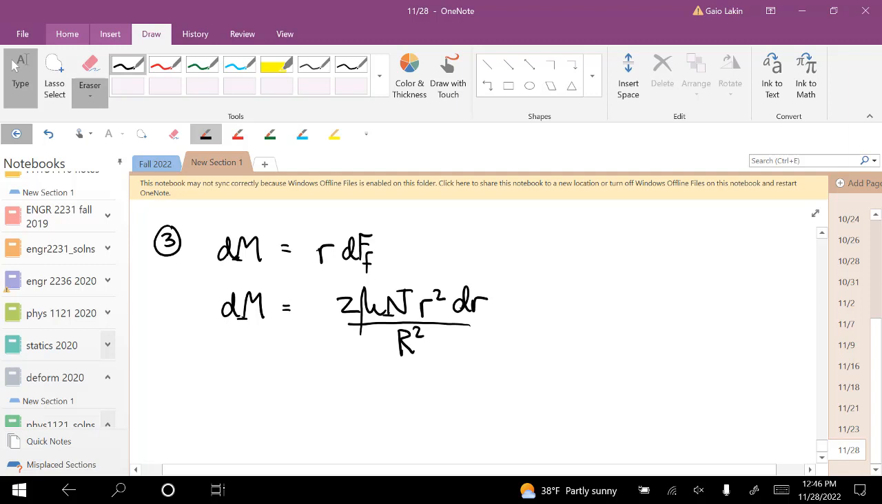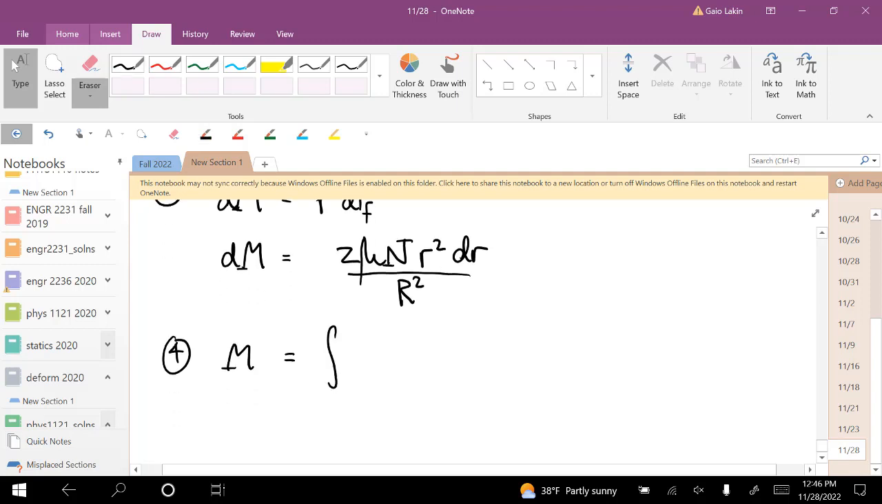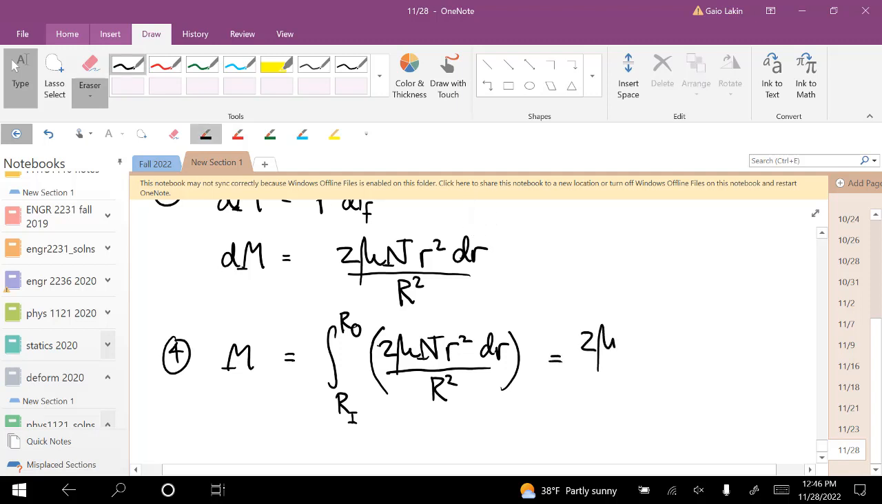And now all we have to do is integrate. Now we just need to add all the infinitesimal moments. So the total moment then is the integral from, I'll write it as r inside to r outside, of 2 mu n r squared dr over big R squared. Most of the stuff we can just pull out. So this is 2 mu n over big R squared times the integral from inside radius to outer radius of little r squared dr.